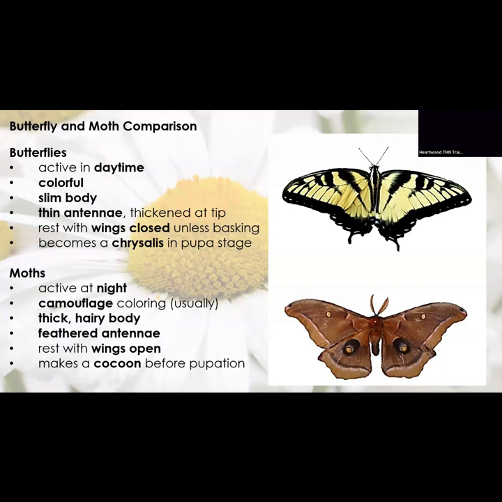They use their antenna to sense what's going on. So that's why moths tend to have more ornate antenna, because they are out at night when they need that. And then also a matter of how they rest their wings.